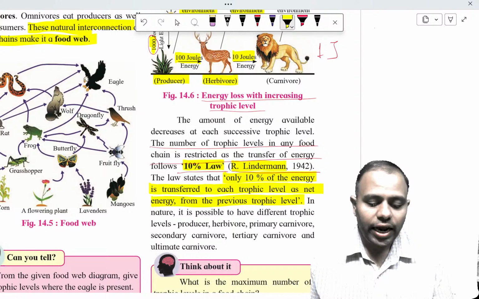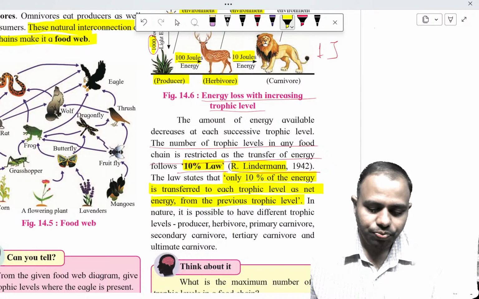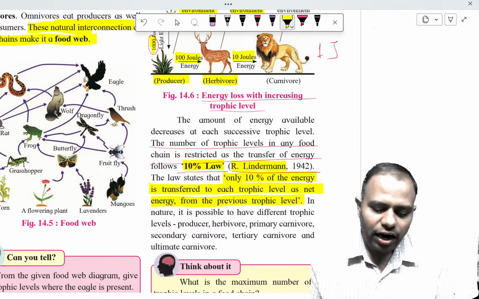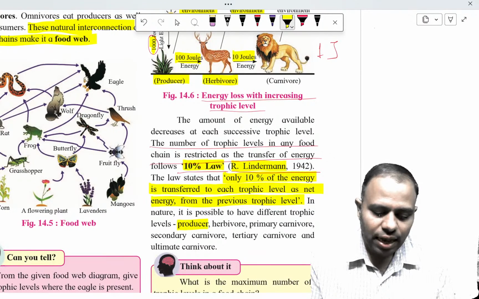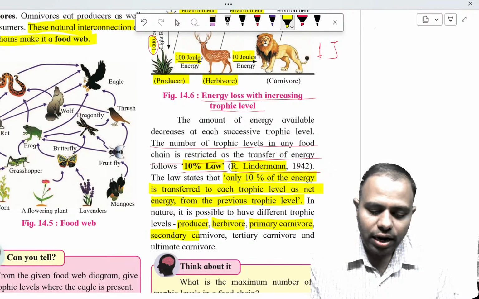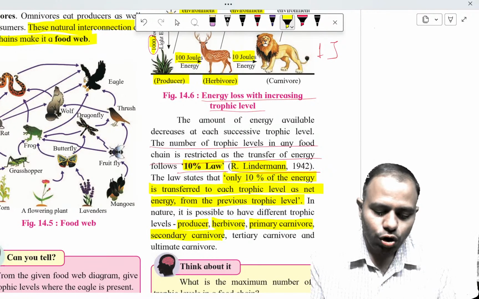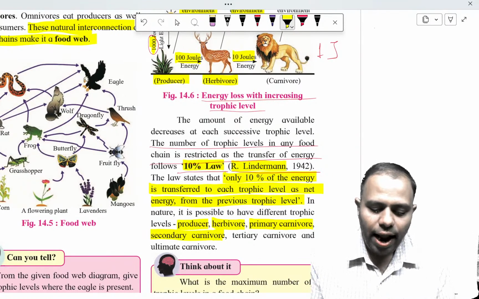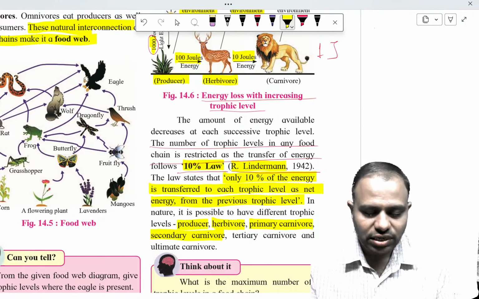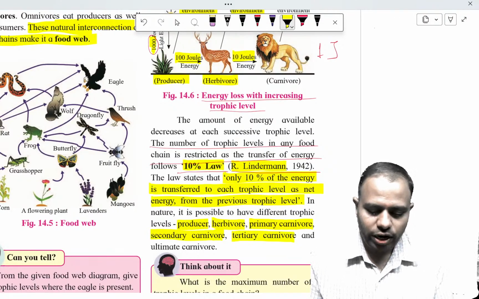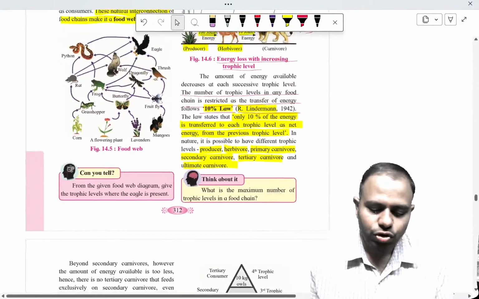At different trophic levels, different animals are there, as I told you in the above example. At the first trophic level there are producers, at the second trophic level there are herbivores, at the third trophic level primary carnivores, and at the fourth trophic level secondary carnivores. If a fifth trophic level exists in nature, sometimes it does, then it is tertiary carnivores, the ultimate carnivores. This is how the division of the trophic levels goes.